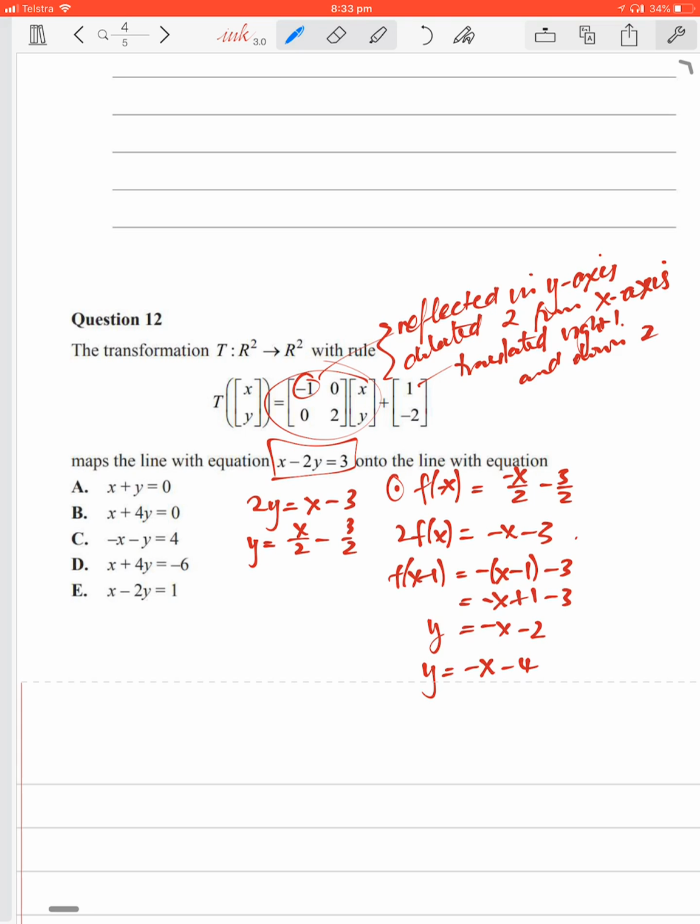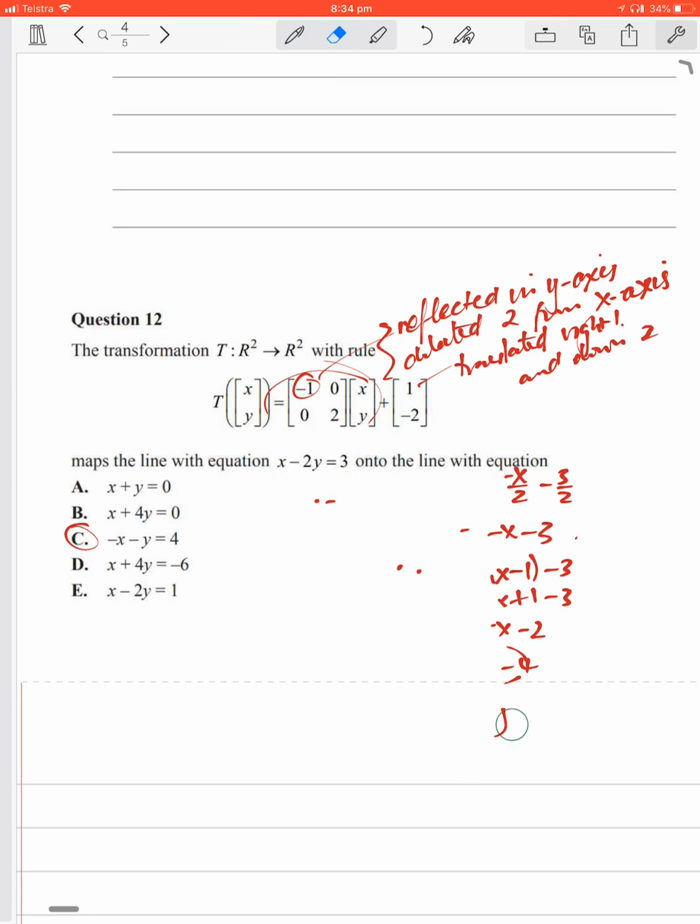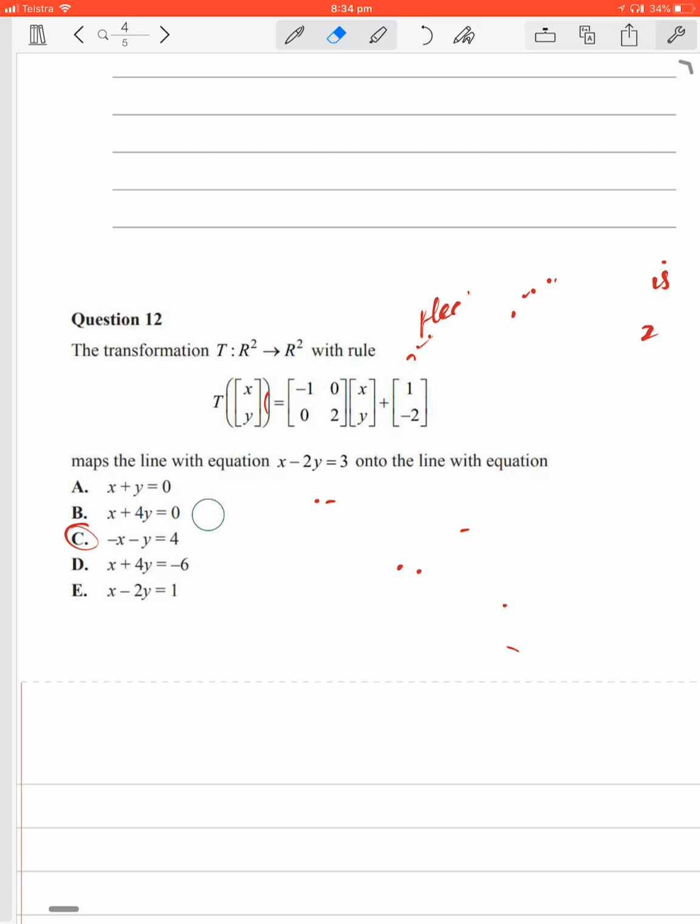Okay, so if we bring the 4 to the other side, I get negative x minus y, so we bring that over and bring that over. So I reckon it's this thing here. Okay, we did it with function notation. Now let's try it with matrices.